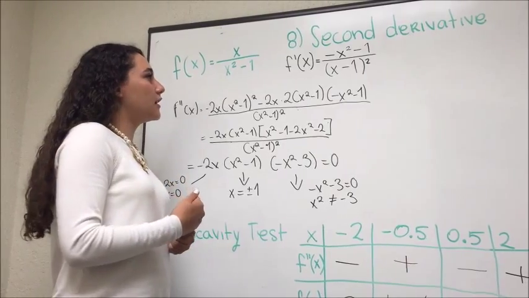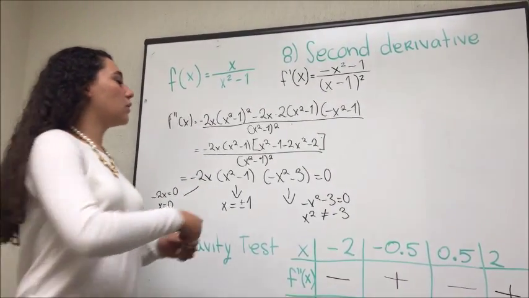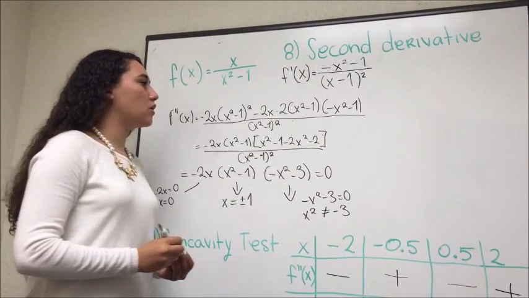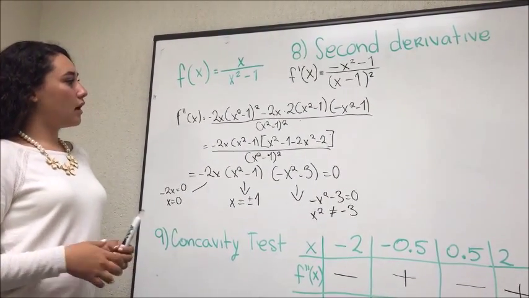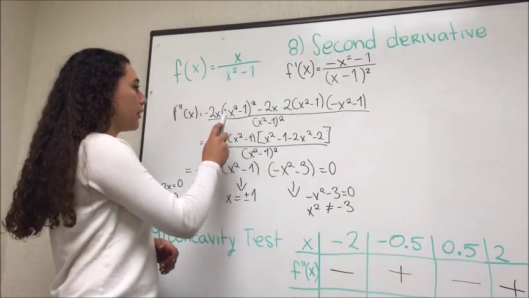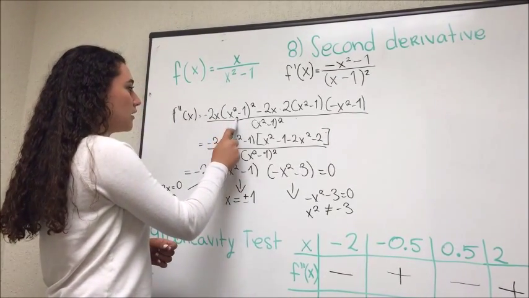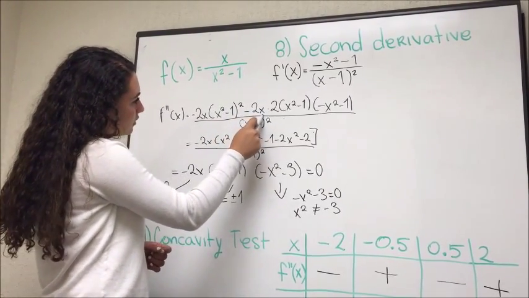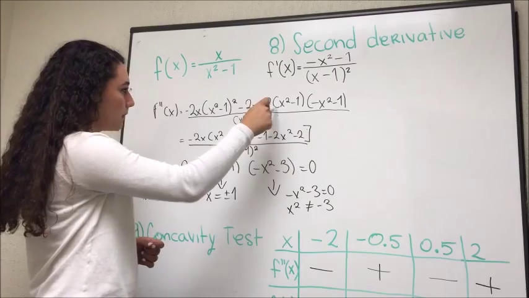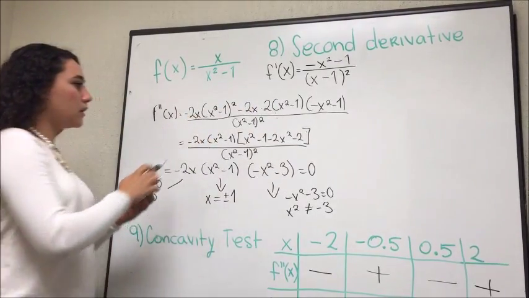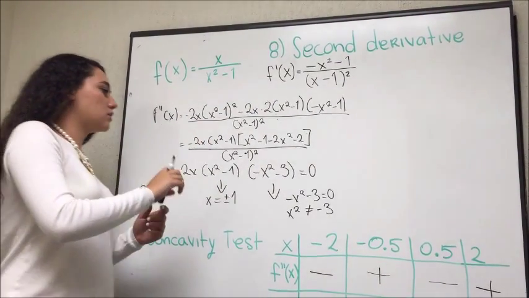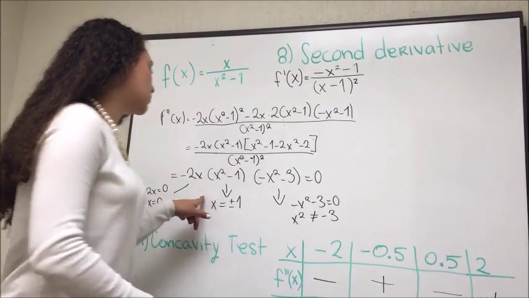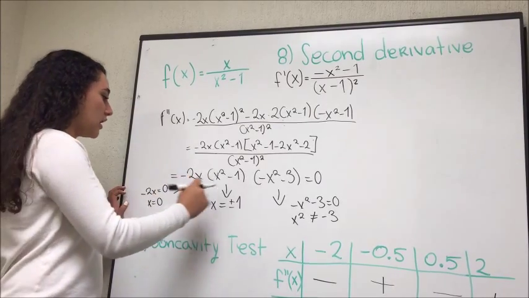The next step is to find the second derivative, and we have the first one. So to have the second derivative, we have to use the quotient rule, and you know that the quotient rule is the derivative of the first one times the second term minus the derivative of the second term times the first term, everything over the second term squared. So we have this result.